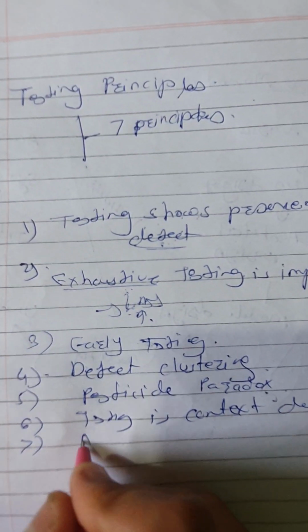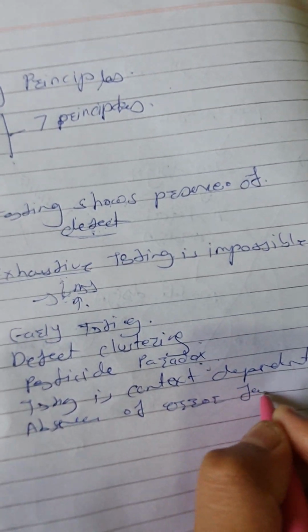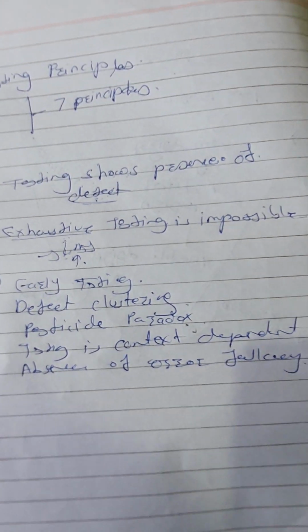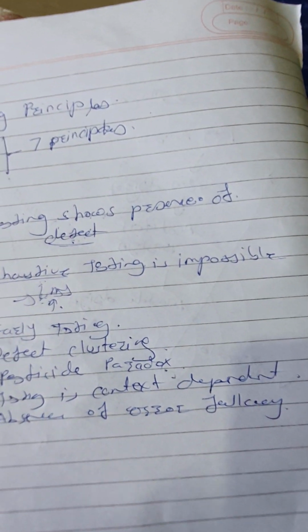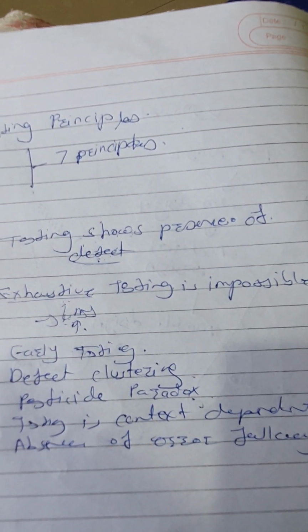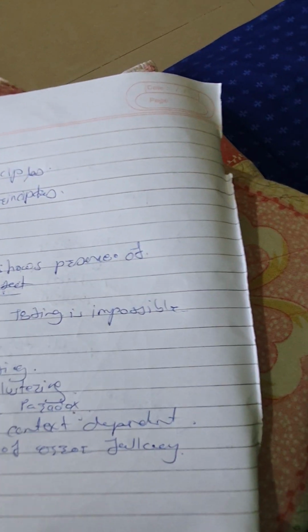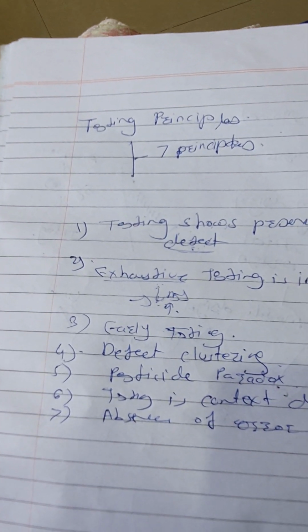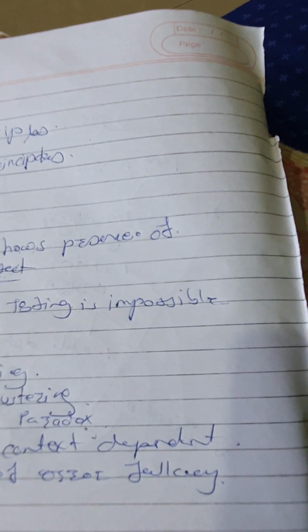And the seventh and last principle is absence of error fallacy. Absence of error fallacy means, in this principle, finding and fixing defects, so that it will show the result that your software is error free or going to be error free. These are the 7 principles of testing. This question is again content beyond syllabus. What are the testing principles? There are total 7 testing principles.